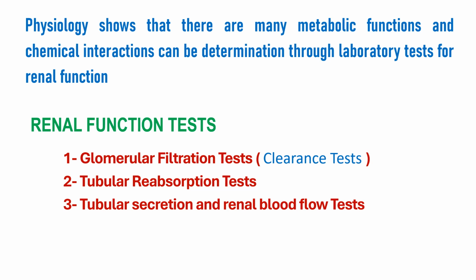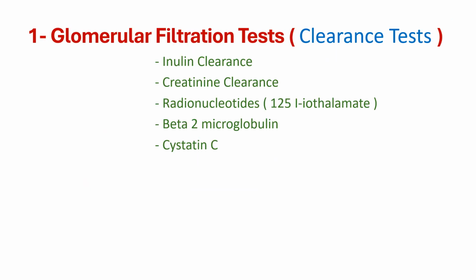Physiology shows that many metabolic functions and chemical interactions can be determined through laboratory tests for renal function. The renal function tests are glomerular filtration tests, tubular reabsorption tests, tubular secretion tests, and renal blood flow tests. Glomerular filtration tests, the clearance tests, are inulin clearance, creatinine clearance, radionucleotide 125I-iothalamate, beta 2 microglobulin, and cystatin C.